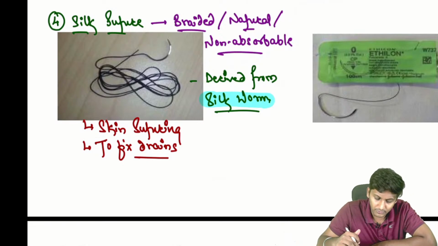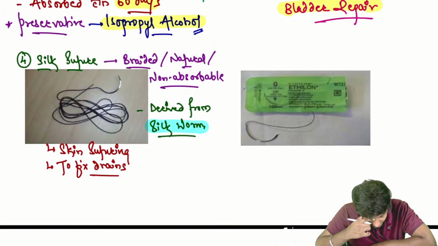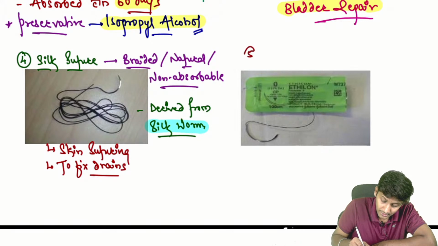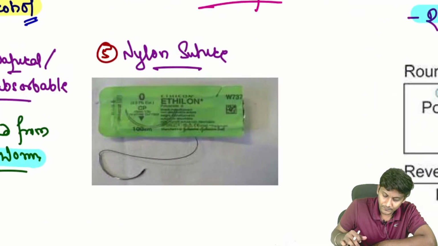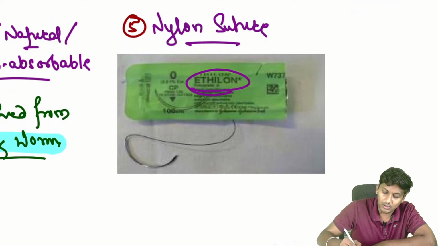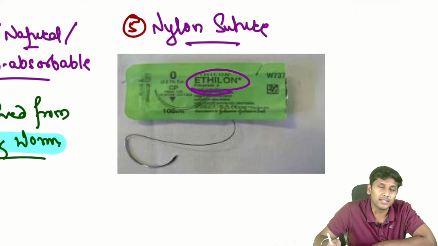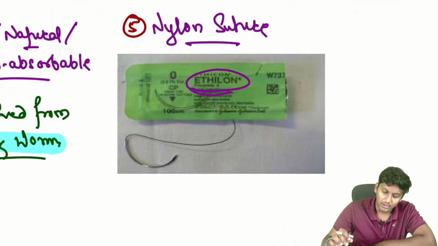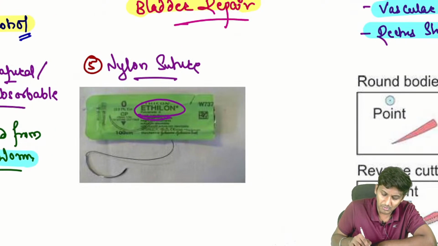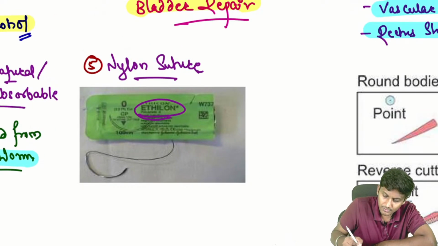That is all about your silk suture. And the next suture which is in line, the fifth suture, is known as the nylon suture. Yes, this fifth suture is a nylon suture. If I talk about the nylon suture now, the brand name, or the name with which it comes in the market, is Ethilon. So a lot of times you will be like, what is Ethilon? Ethilon is nothing but nylon itself. So nylon or Ethilon suture, you have to remember this.